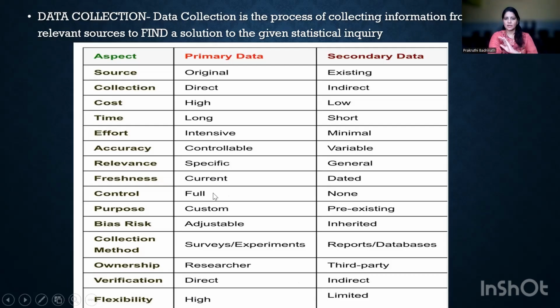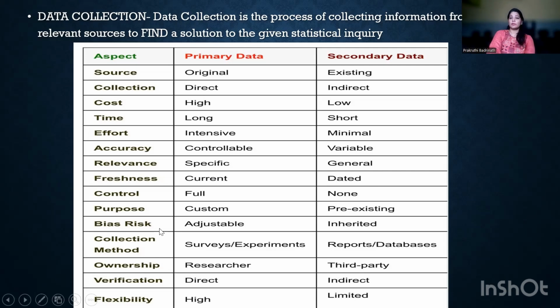Control, in primary data, we have full control because we are collecting it first hand. In secondary data, we have zero control because it's already existing. Purpose, why we were collecting the data. In primary data, I can customize it. I can make it specific to my question and variables. But in secondary data, it's inherited. Someone else has done it, it is already existing and I am inheriting it as it is.